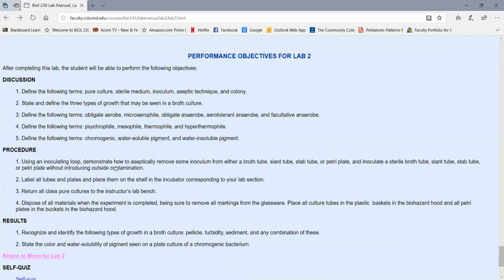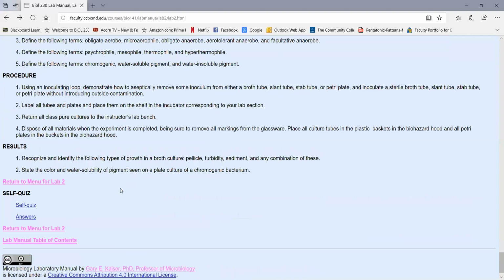And there's only 2 practical questions on this lab since we're mainly practicing aseptic technique and learning terminology. But on the practical for Lab Quiz 1, you should recognize and identify the following types of growth in a broth culture: pellicle, turbidity, sediment, or any combination of these. And finally, state the color and water solubility of pigment seen on a plate of a chromogenic bacterium. And don't forget, at the end of each lab, there's a self-quiz you can do, along with answers for that self-quiz.